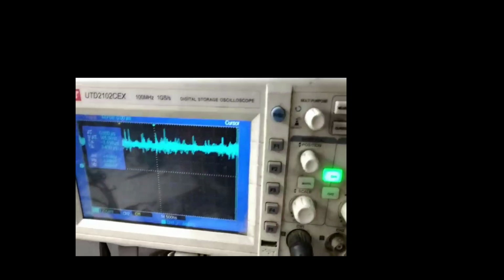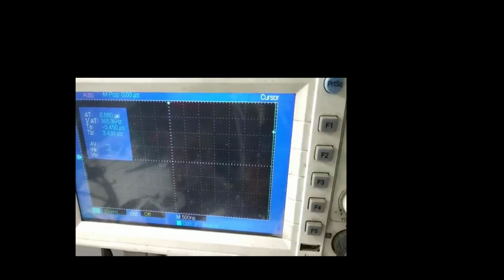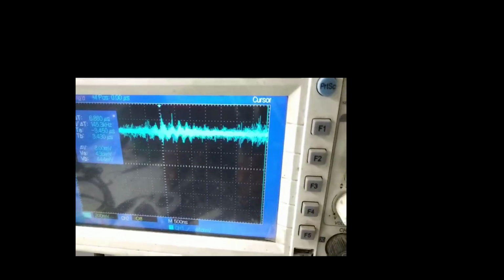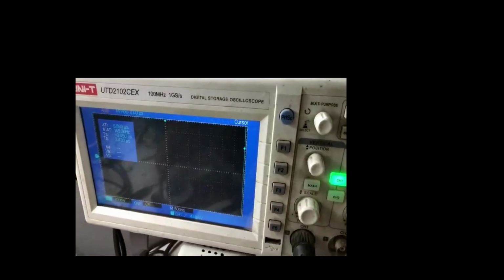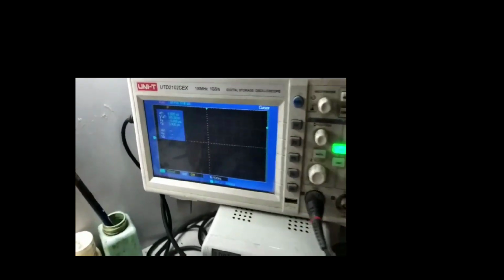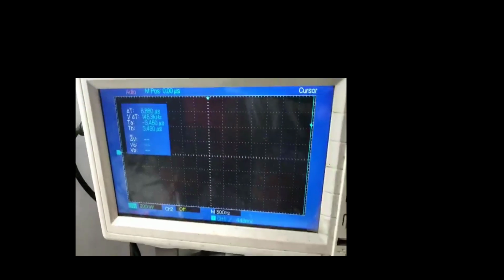See, this was the signal. So my CS signal was missing. Now again I power on the laptop. Now see the CS signal of the laptop, pin number 1. See, this is the CS signal.